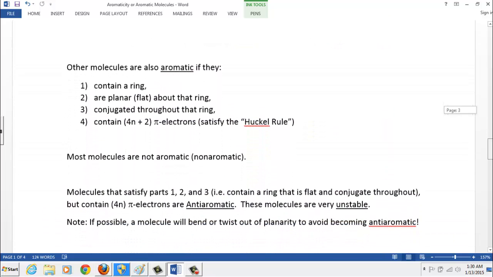Okay, benzene is not the only aromatic molecule. So we're going to have to be able to analyze other molecules that at a glance don't look like benzene, but in fact they can be aromatic too, just like benzene. And the characteristics of aromatic molecules are here. There's 4 characteristics. If we think about the parent molecule benzene, it has a ring.